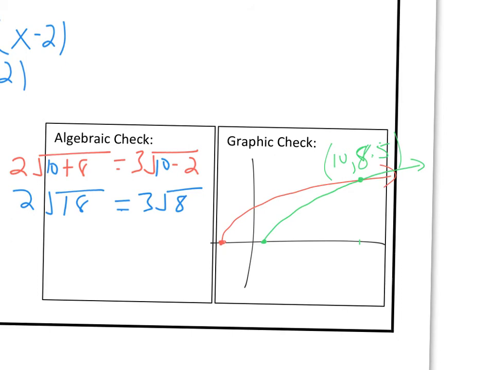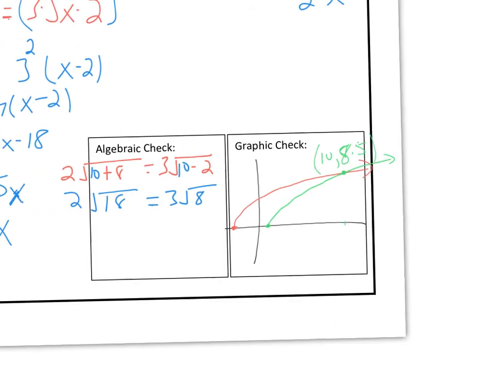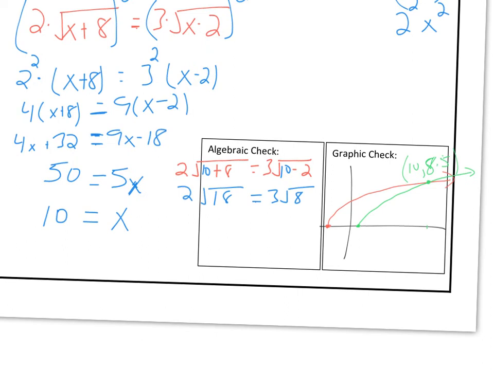So it does intersect at 10, which is what our answer over here said, x equals 10. So why is our algebraic check not working? Well, it's because we didn't simplify the radical. That's why. So if we break the radical down, which doesn't sound like a whole heck of a lot of fun, does it? No, it doesn't. So we have to break it down, use our factor tree.